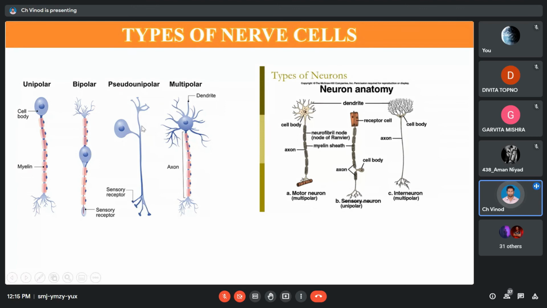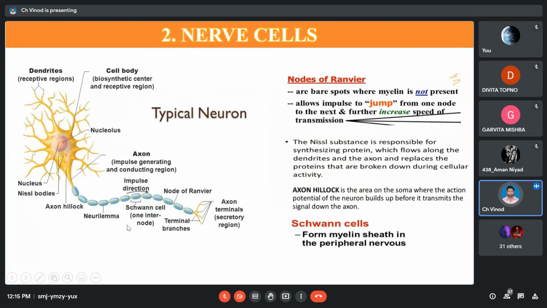Then comes pseudo-unipolar, which means you have only a single area of conductance. Unfortunately, the cell body is not located in connection with it. Rather, it is located a bit away from this. So this kind of neuron is called a pseudo-unipolar neuron. Then comes the multipolar neuron. This is the one which has multiple projections on its cell body. So it has multiple regions of reception and multiple regions of delivery. This neuron that we have seen here is a multipolar neuron. This is with respect to the structure.